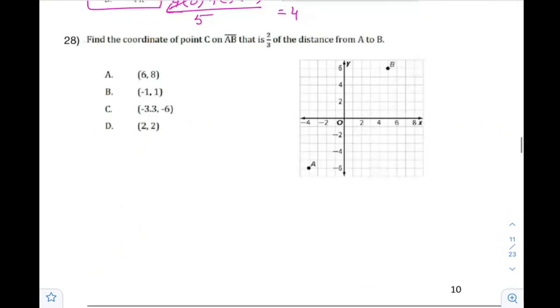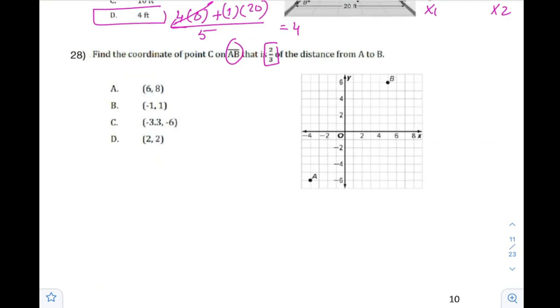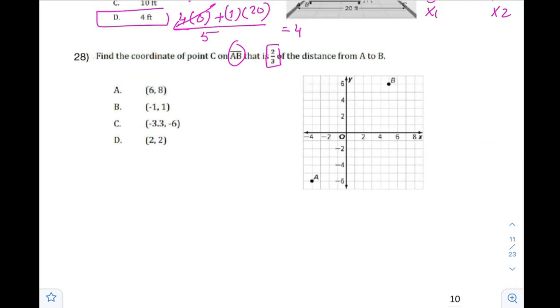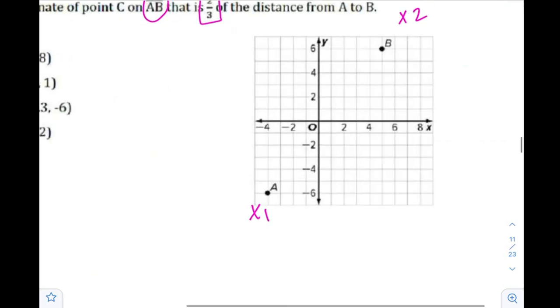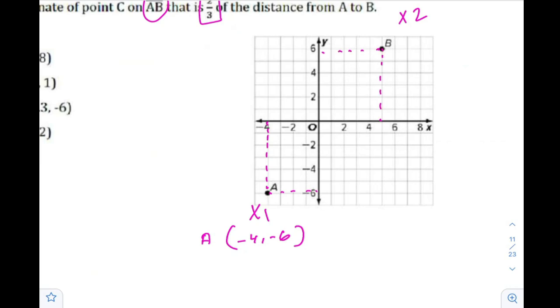Find the coordinate of point C on AB, that is 2 over 3. So it's a fractional distance now, but in the coordinate plane. Whatever you do for the number line, you will repeat for the y coordinate. It is from A to B. So this is x1 and this is x2, and let's find the coordinates properly. x1, which is our A, is -4 and -6. B, which is our x2, is 5 and 6.